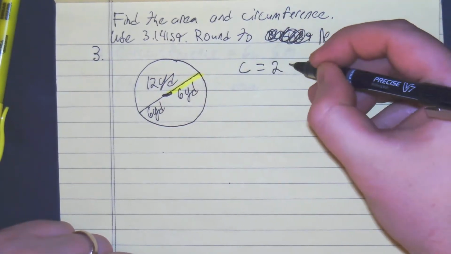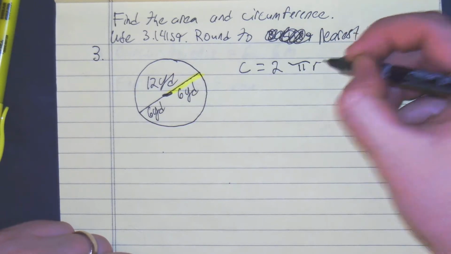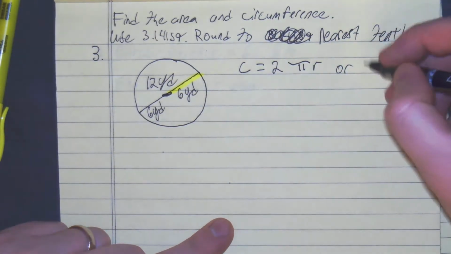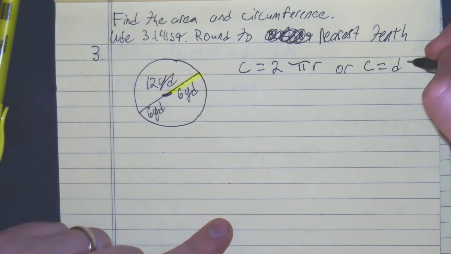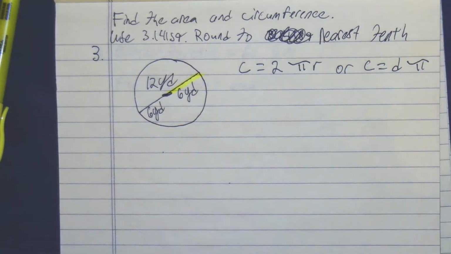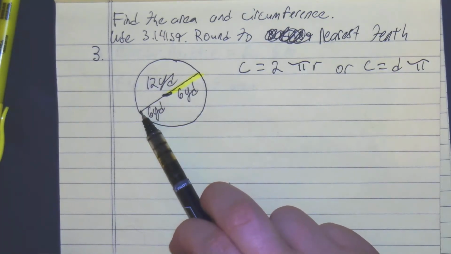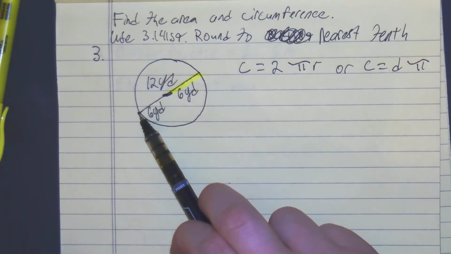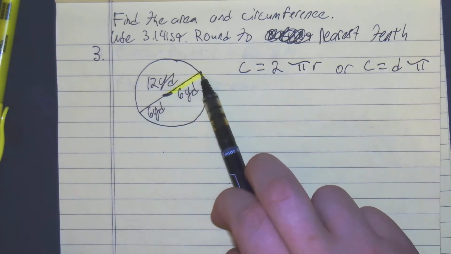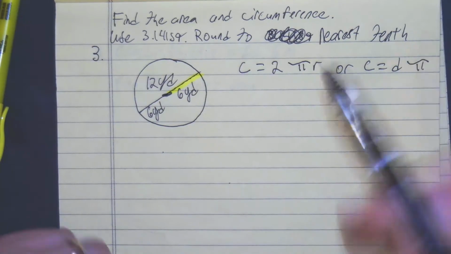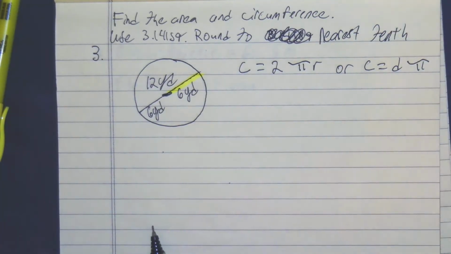Circumference is equal to 2 pi r, or you could always use c is equal to the diameter times pi. Here, why use the 6 when we already know the diameter? The diameter is from one part of the circle, passes through the center, to another part of the circle. So I'm going to use c is equal to d times pi, and plug that in.